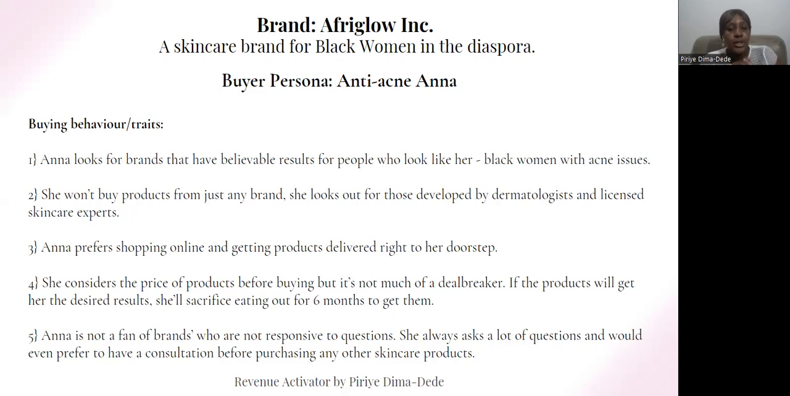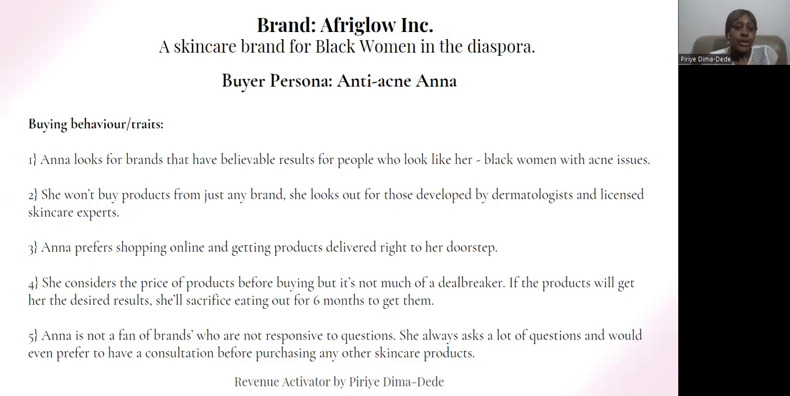She won't buy products from just any brand. She looks out for those that are developed by dermatologists and licensed skincare experts. Remember, she has spent money on products that don't work before. So now she's not just trying any product at all. No, it has to come from a reputable source.